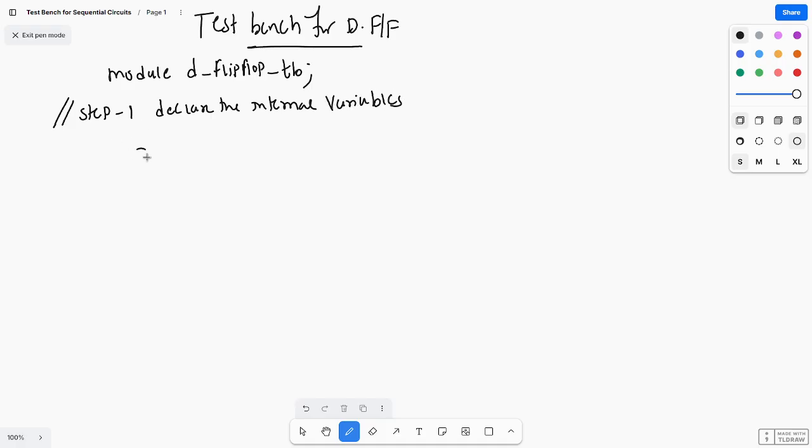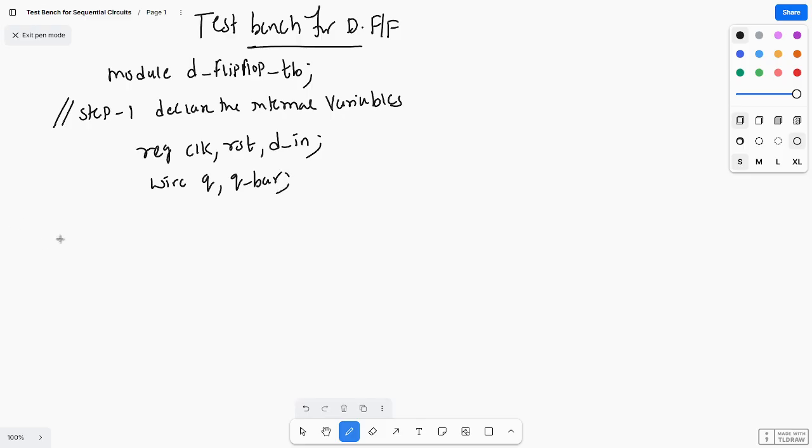Here, reg clock, reset, and d underscore in. And wire q and q bar.